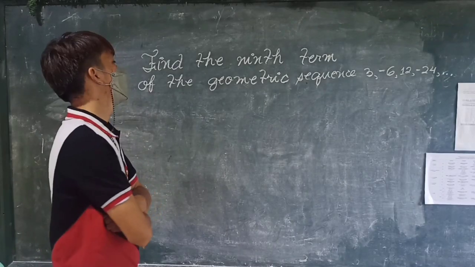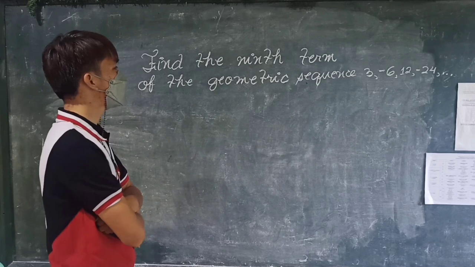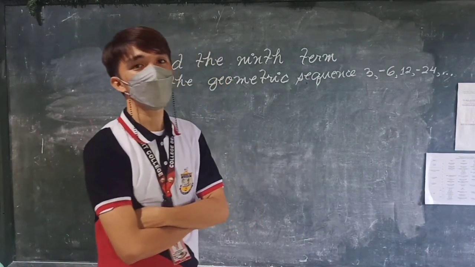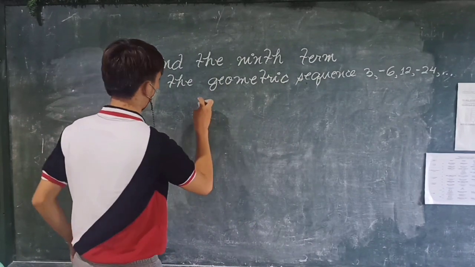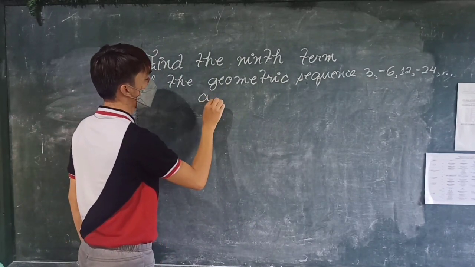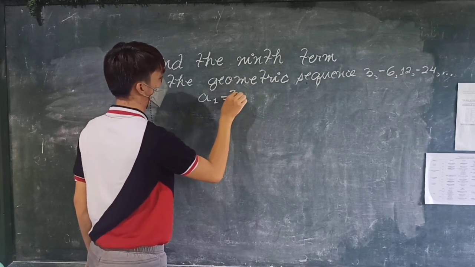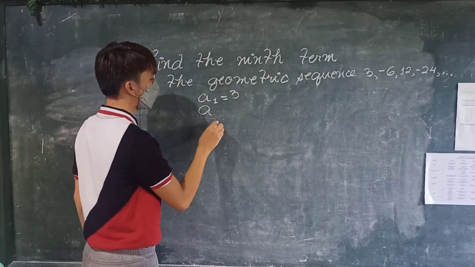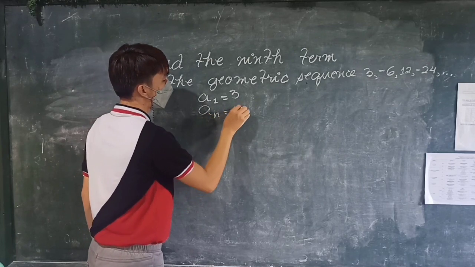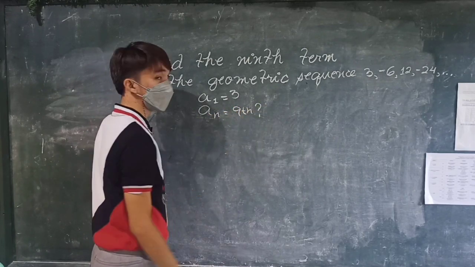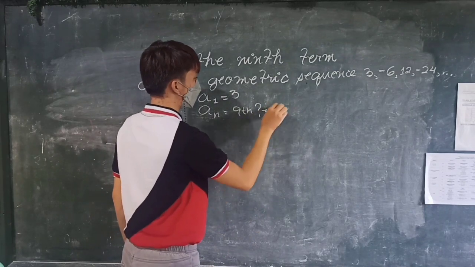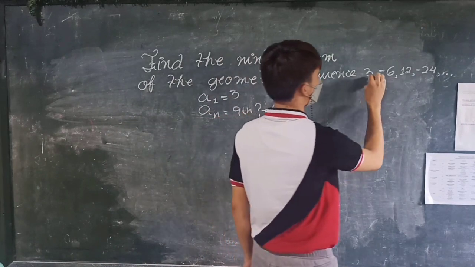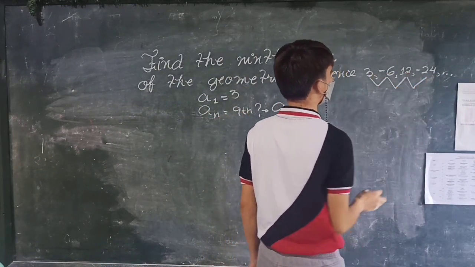So let's have our first example. Example number 1. Find the 9th term of the geometric sequence 3, -6, 12, -24, and so on. So we have the first term is equal to 3. Then we are looking for what term? The 9th term. Right? So that's a sub 9. So let's get the common ratio first.